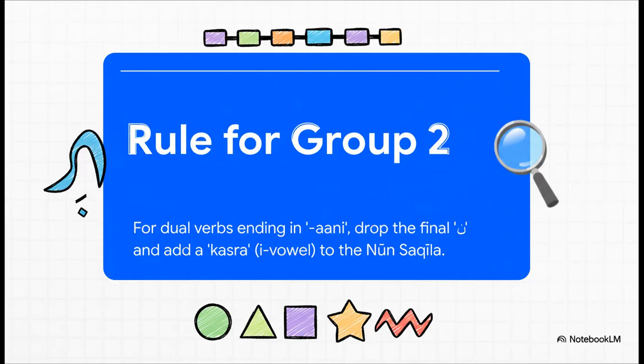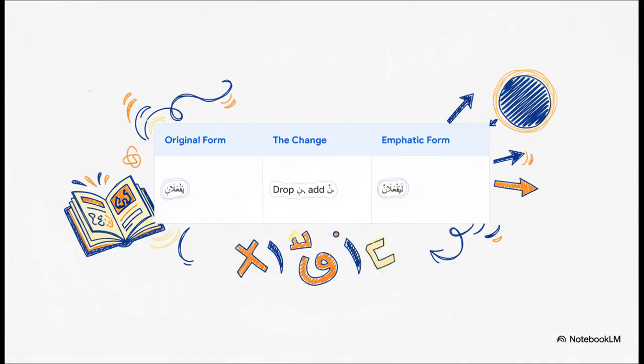Okay, let's move on to our second group and see how this builds. This one is for all the dual forms, the verbs for you two and they two. For this one, two little things happen. First, the original N at the very end of the word just gets dropped, gone. Second, the heavy noon that we're adding gets a kasra, that little I vowel sound underneath it. Let's see what that looks like. Yaf'alani loses its final ni. Then the heavy noon is tacked on with a kasra, which makes it sound like ni. So the final result is la yaf'alani. The key thing to notice is that the long ah sound that tells you it's a dual verb is still there, and that's a huge clue when you're trying to figure these out.